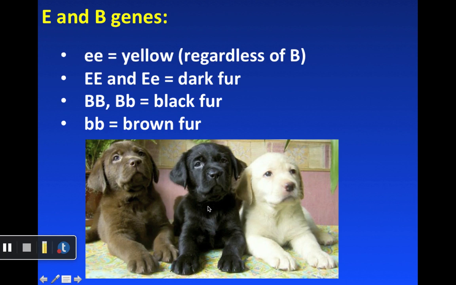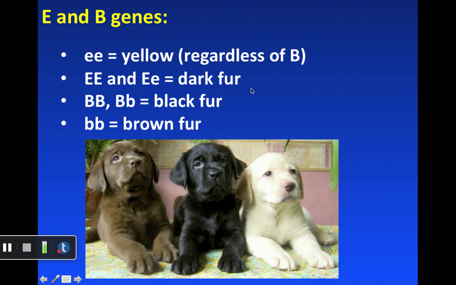So you think about Labrador retrievers, they typically come in three colors. You can have chocolate or brown labs, black labs, or yellow labs. In this case, we're looking at fur color, and it's controlled by two separate genes. Again, you can use whatever letters you want, but typically we use the E and the B genes. Let's first of all look at the E situation. If a dog is homozygous recessive for the E gene, they'll produce yellow fur regardless of the situation at the B gene. If the individual is homozygous dominant at E or heterozygous at E, that'll indicate dark fur.